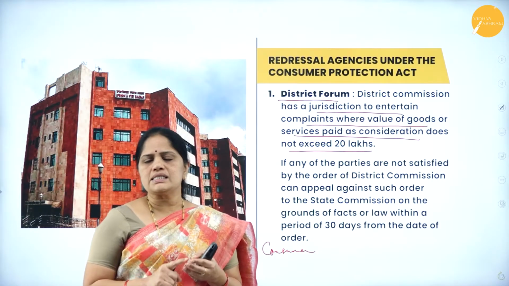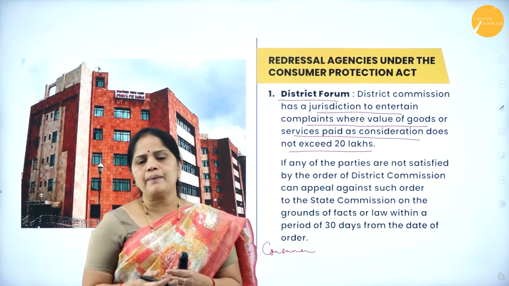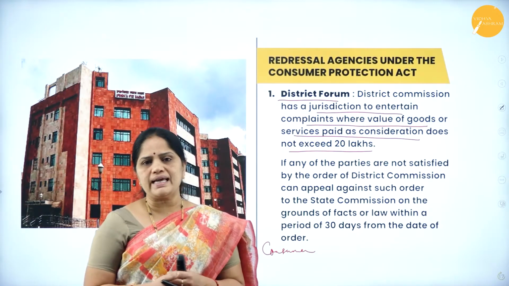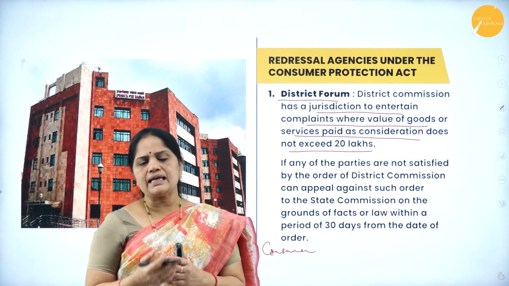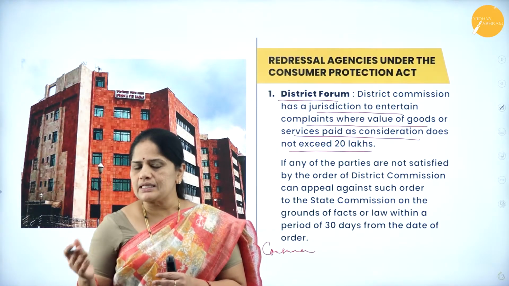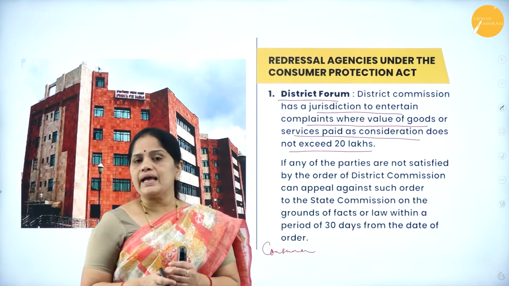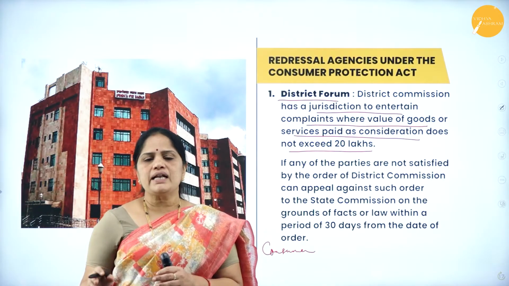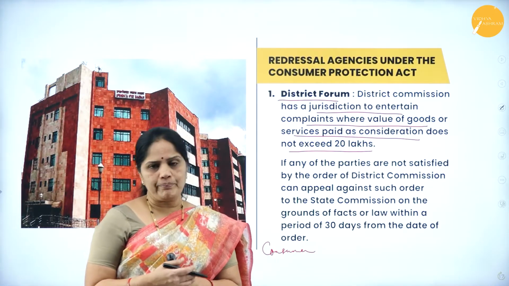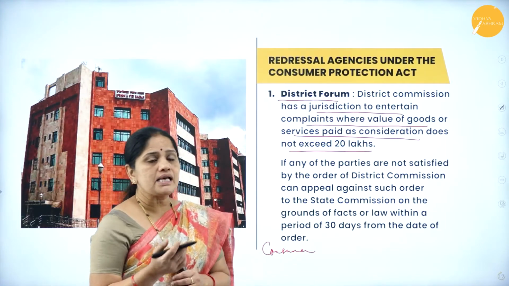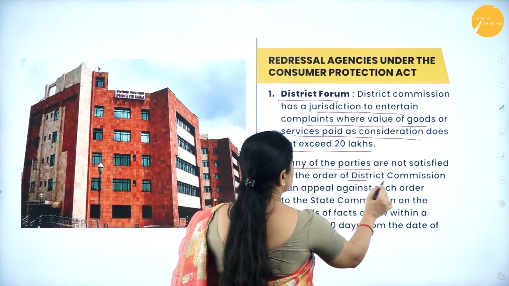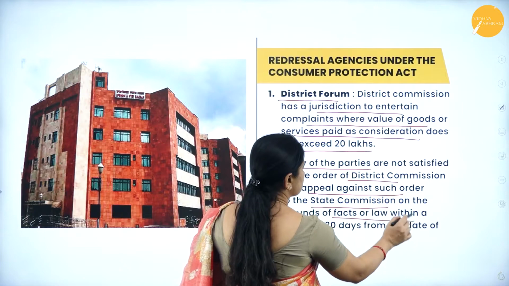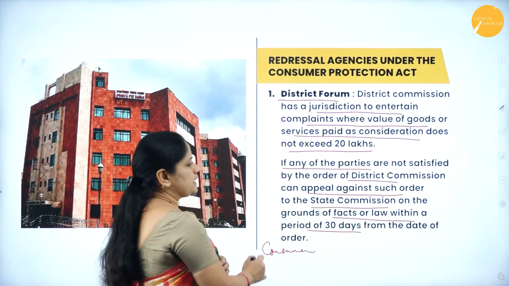And then this district forum has been empowered to take up cases wherein the cost of the product and the compensation does not exceed 20 lakhs. Now, if there is any complaint regarding the product, it will be sent to the laboratory and the test report will be examined by the district forum, and if the manufacturer is found guilty, then he will have to pay the compensation to the aggrieved party. And then if any of the parties are not satisfied by the order of the district commission, they can appeal against such order to the state commission on the grounds of facts or law within a period of 30 days from the date of the order.